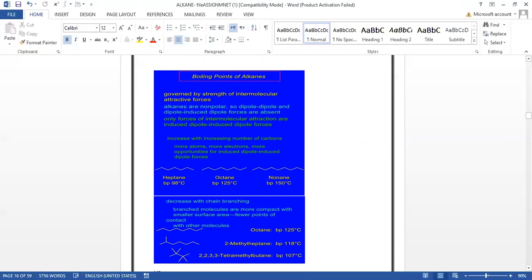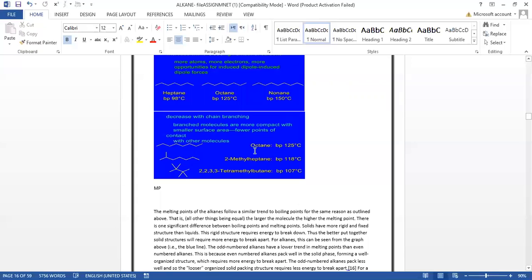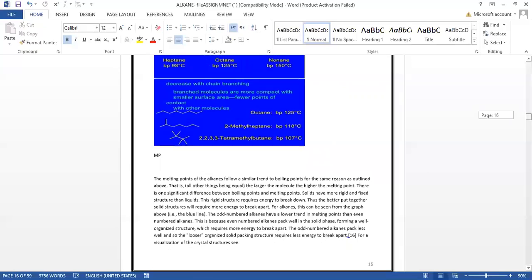And in the case of a branched chain in the compound, we see that the boiling point decreases. It has merely one branch here. It has more branches, 1, 2, 3, 4 branches over here. So the boiling point also decreases. In melting point, the same order will be discussed.